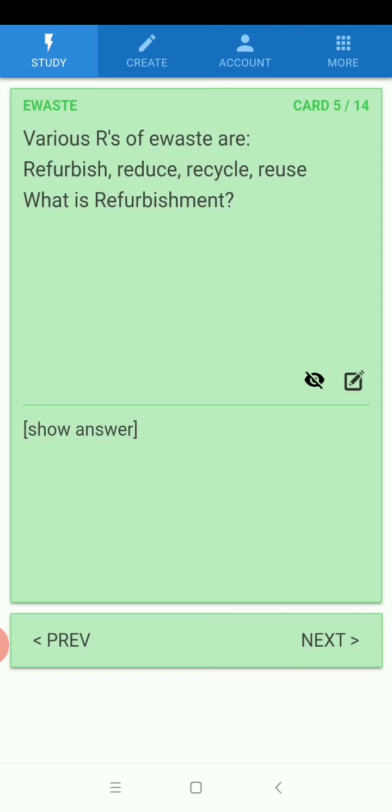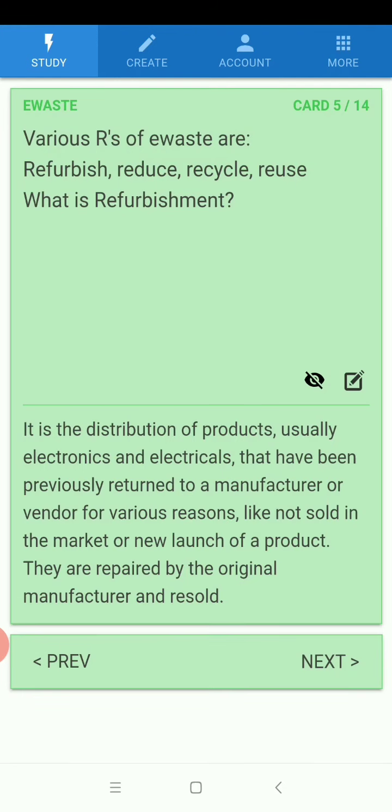Next question is, what are the various R's of e-waste? The various R's of e-waste are refurbish, reduce, recycle, reuse, etc. These terms we are going to discuss later on. Now the question here is, what is refurbishment? You might have heard the term refurbished mobiles. So what is the meaning of refurbishment? Refurbishment is the process where electrical and electronic devices are returned to the manufacturer or vendor, and they are repaired and resold by the original manufacturer.